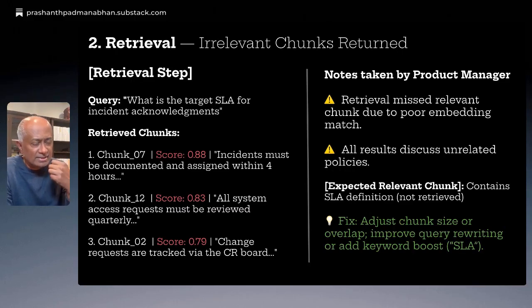But when you glance at it, you realize that chunk 7, 12, and 2 do not have any SLA related information. So using your human judgment, you can say retrieval missed relevant chunk due to poor embedding match. Because of this, the expected chunk, which should have contained the definition of the SLA, was not retrieved. The fix for this will be to adjust the chunk size.